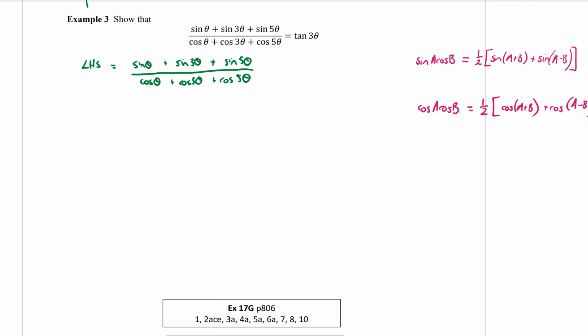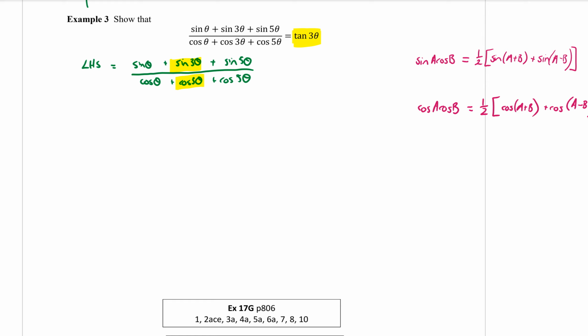We know that we are trying to get to a tan 3 theta. We want it all to simplify down to that. So we don't really want to mess too much with the 3 thetas that we already have. Okay? So what we want to do is use the sine 5 theta and the sine theta, and same with cos, and use those sums to products formulas.